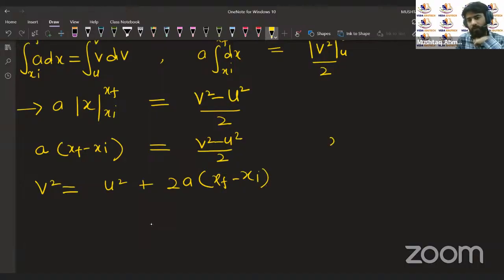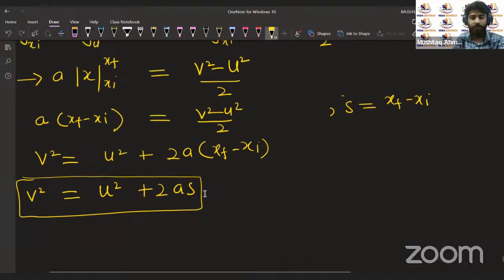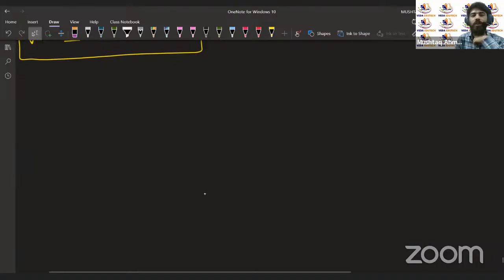We know that the displacement vector is equal to the final position vector minus the initial position vector, right? We can write it as s. So v square will be equal to u square plus 2as, where s is the displacement here. This is our second equation for the motion when the acceleration is constant.